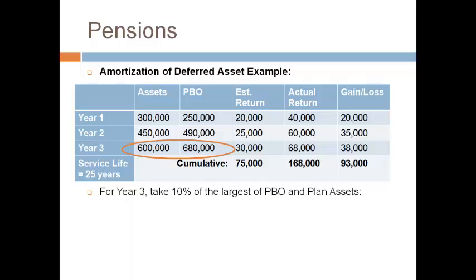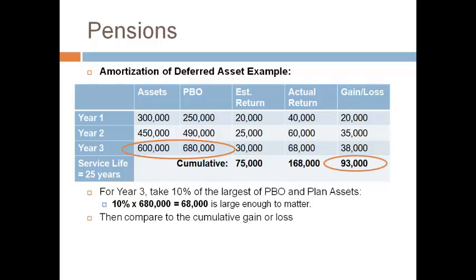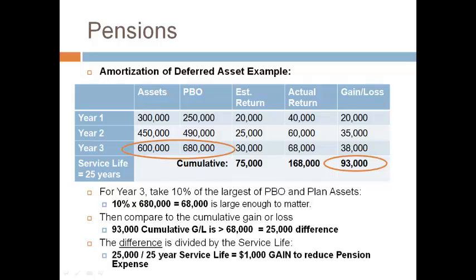The first step is to take 10% of the greater of the fair market value of assets, or the PBO. In this case, the largest is the PBO at $680,000. $680,000 is multiplied by 10%, and it is determined that any cumulative difference over $68,000 is large enough to matter. The cumulative difference of $93,000 is $25,000 higher than the amount big enough to matter. The $25,000 is amortized over the service life into pension expense. Nothing is included in pension expense when the amount is not larger than 10%.